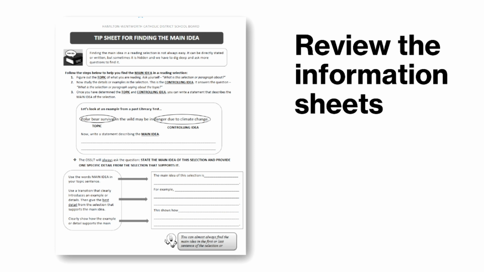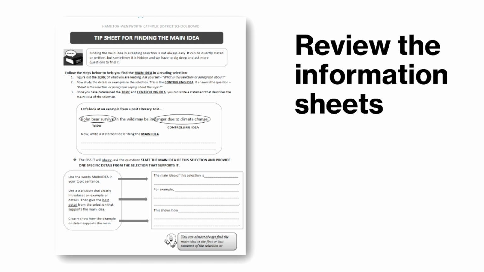So it's under tip 4, so go to the grade 10 LMS page, go to Tips Tuesday, go to tip 4, and this sheet is called Tip Sheet for Information Paragraph. So this sheet gives you some really good information about how to find the main idea. It's not always an easy thing to do. So it gives you some steps on how to find the main idea.